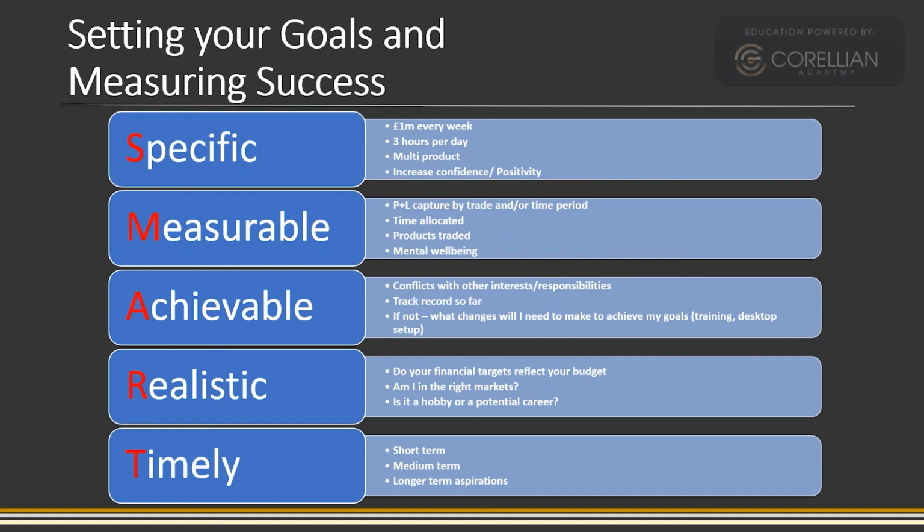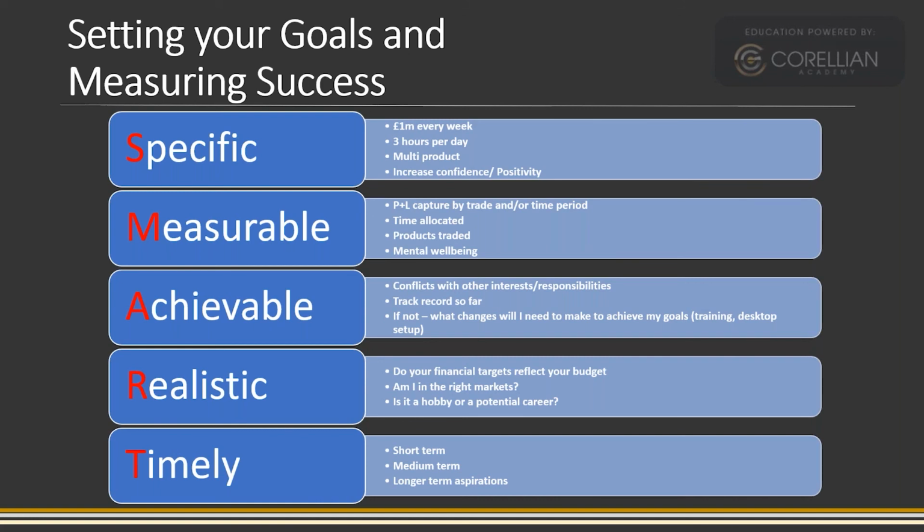Clearly, am I in the right markets as well to achieve some of these goals? And one big thing there, is it a hobby or is it a potential career? Make your mind up on what this is, because clearly the amount of time spent matters. If it's a hobby and you put 5 hours a day in, for me, that feels a bit out of whack. That could lead you down a rocky road. So let's make sure things are aligned when we do these goals.